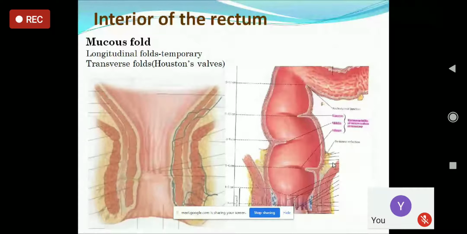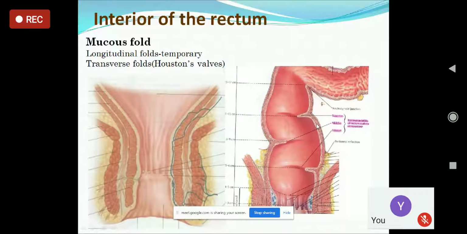In the interior of the rectum, you'll get mucosal folds. There are longitudinal folds which are temporary; when the rectum is distended, they can disappear. But there are transverse folds. Those transverse folds are permanent folds. An example of a transverse fold is the valves of Houston also. So it is irreparable, it is a permanent fold. What you have to say is that it has temporary folds and permanent folds. So we'll talk about the permanent folds.